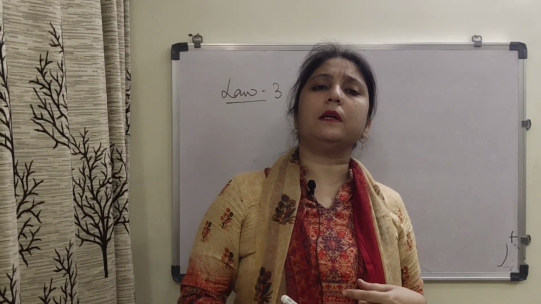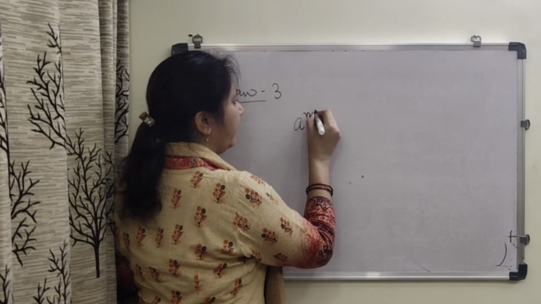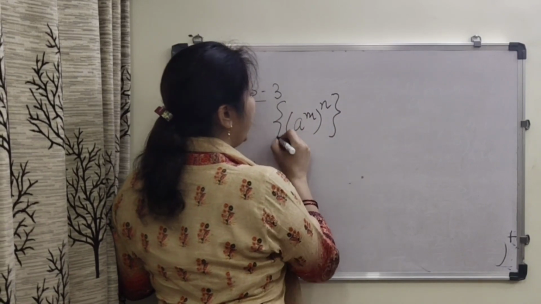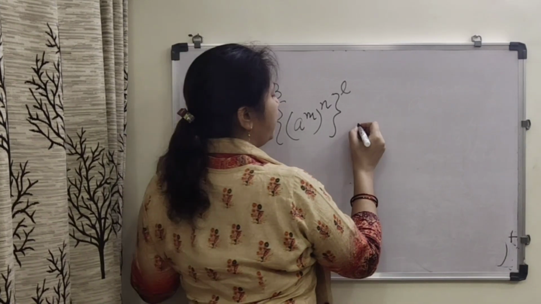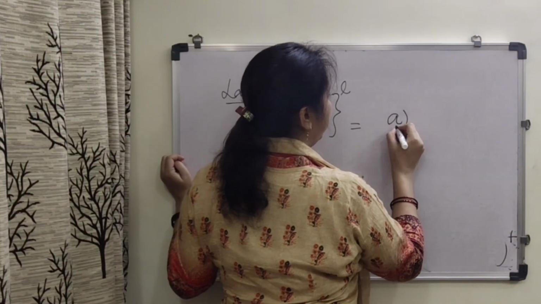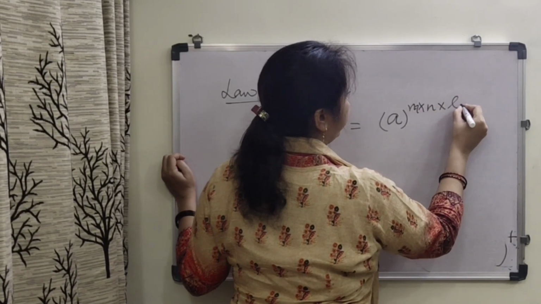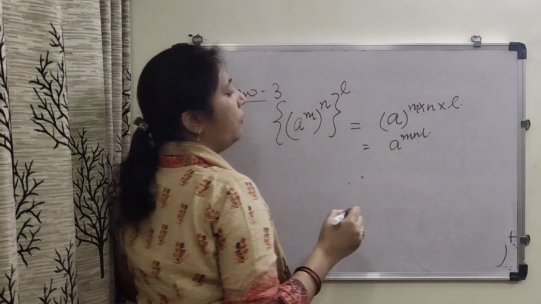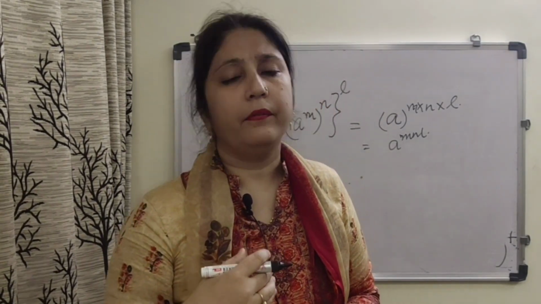Now coming to the third law of exponents. If you have a base with some exponent, again an exponent over that, and again an exponent over that, and say you have more and more, it doesn't matter. The answer would be the product of all these exponents. So a to the power m n l. When we write m n l, it means there is a sign of multiplication in between them.